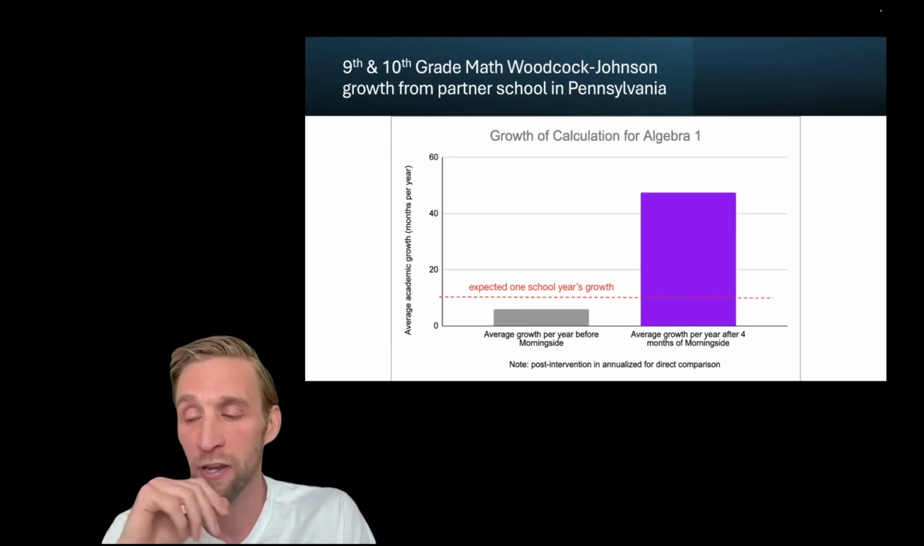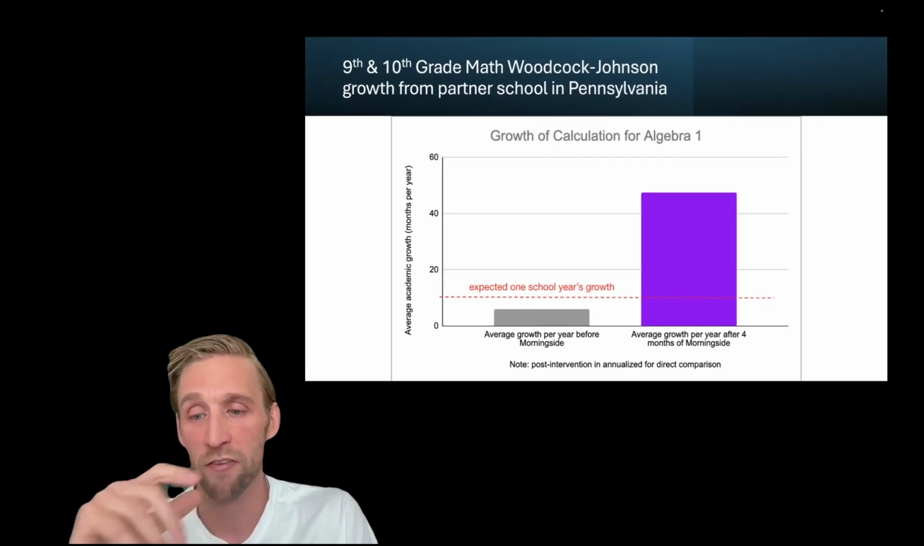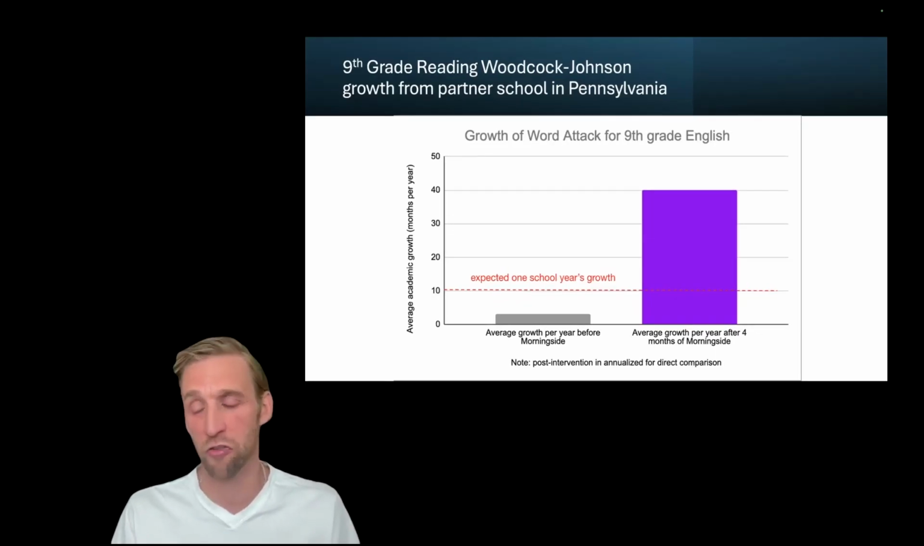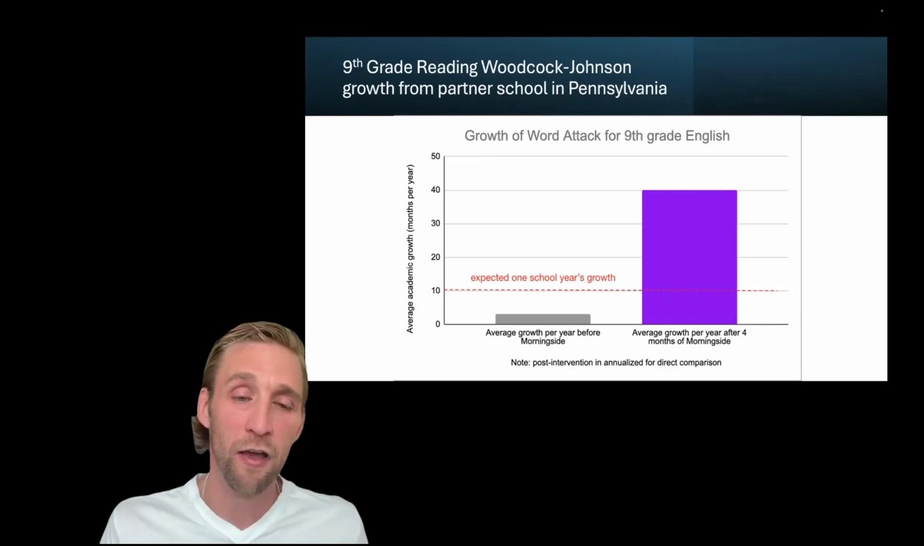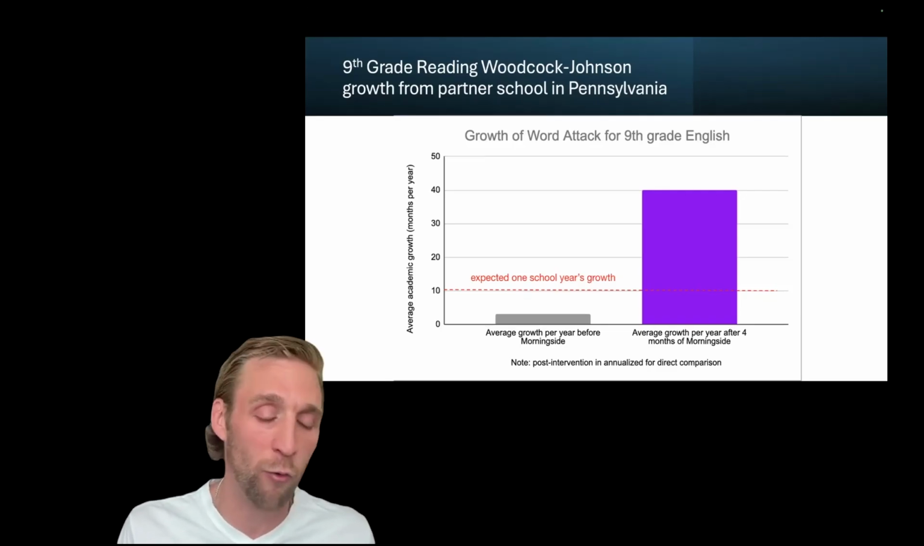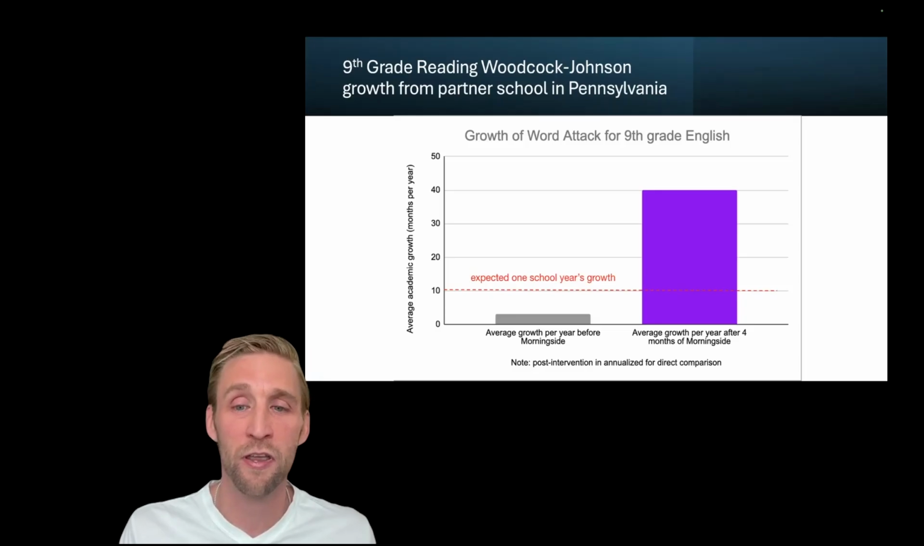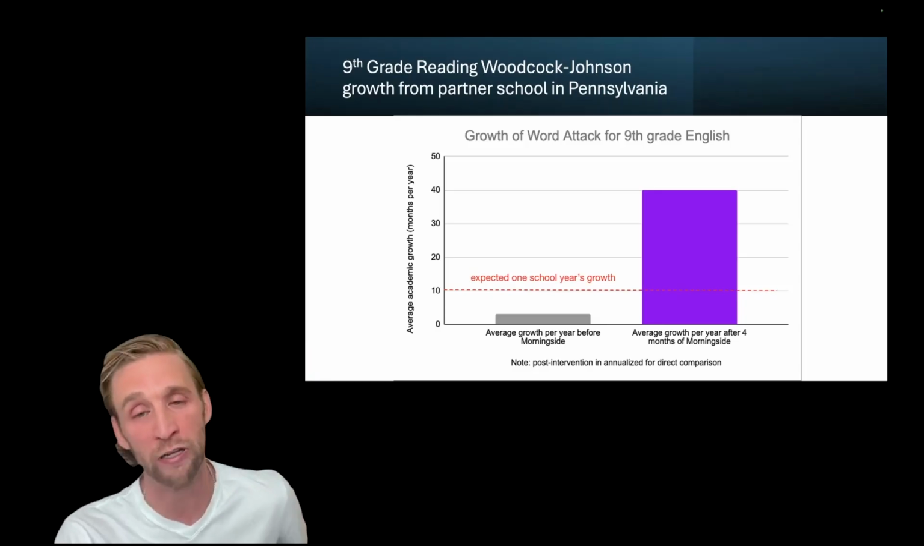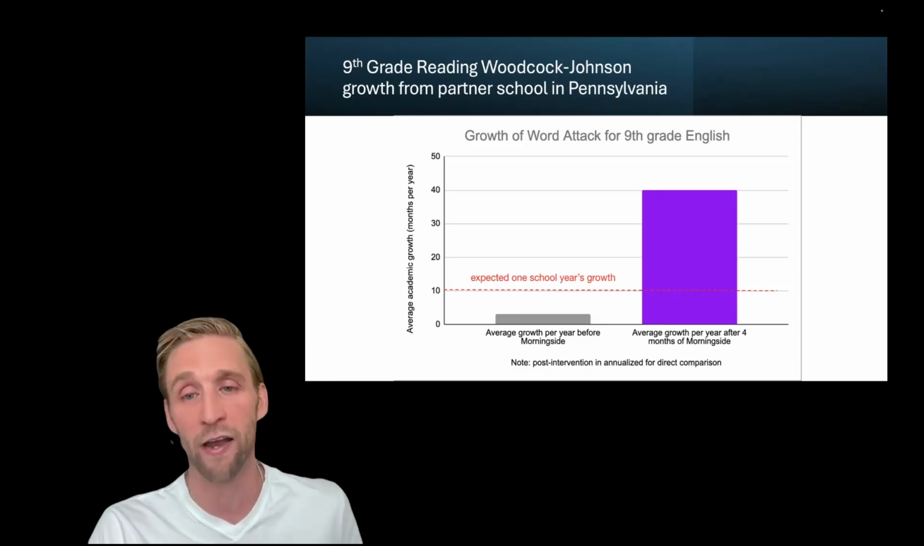And similar outcomes for calculation, looking at multi-digit computation and some more advanced computation skills. And then we also worked with reading classes there. So this was a ninth grade English class. Again, kids coming in at about 3 to 4 months growth historically per year, and in 4.5 months in their decoding skills, they got about 40 months growth. So that's really significant for a kid in ninth grade who's really still struggling to read to make that kind of growth.